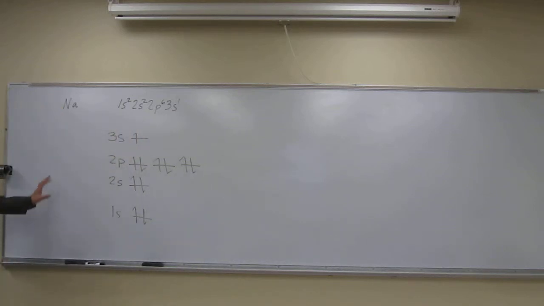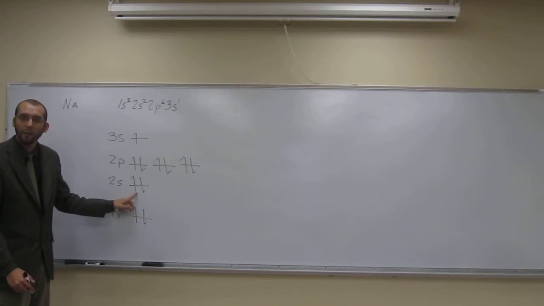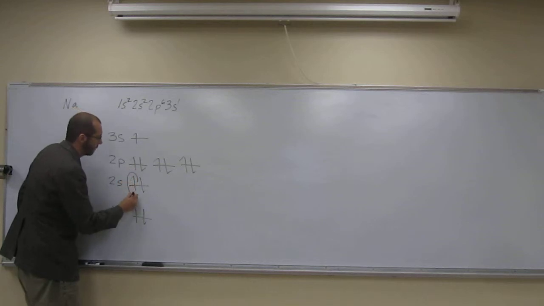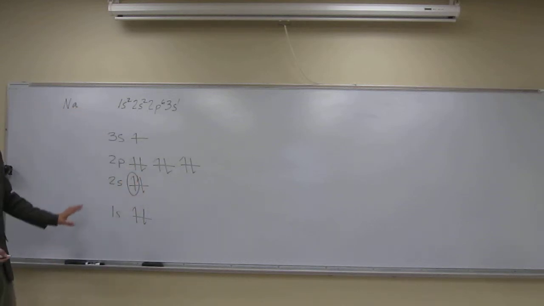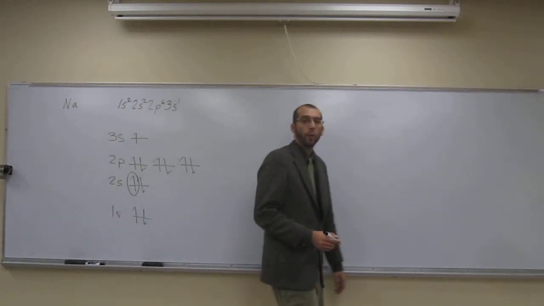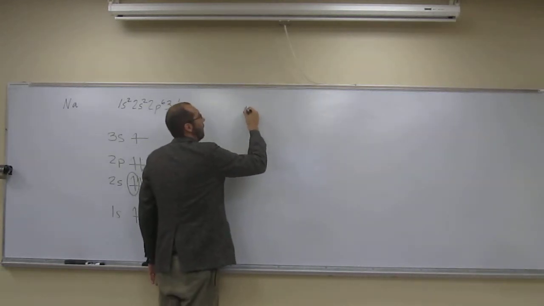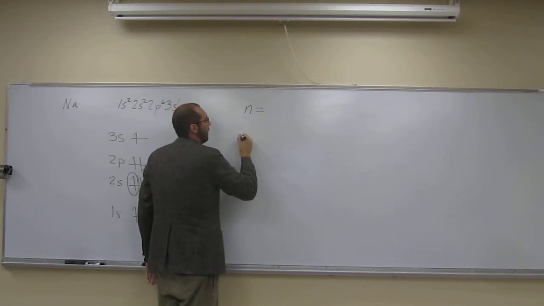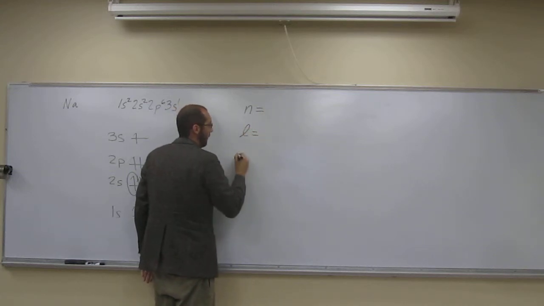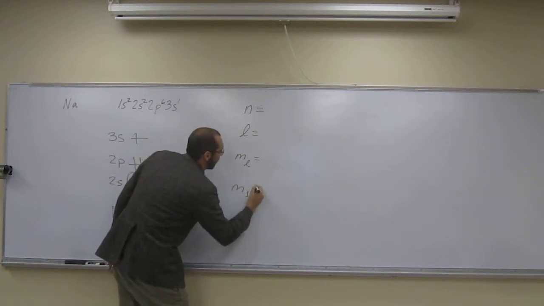Now, to the problem. What was the third electron? Let's count them: 1, 2, 3. That's the third electron. Let's circle that to remind ourselves which one we're working with. Now, what are the quantum numbers? Do you remember what their symbols are? N, L, M sub L, and M sub S. Very good.